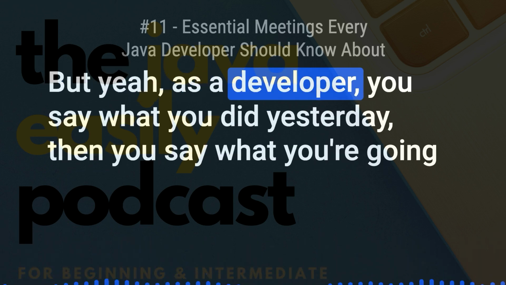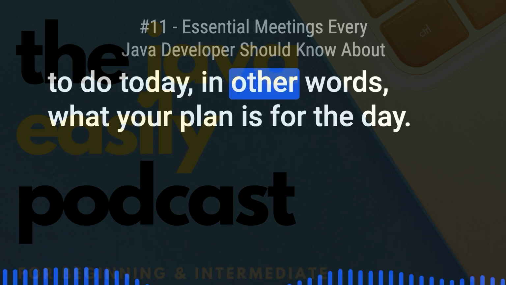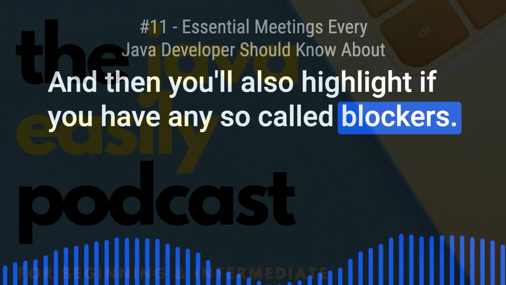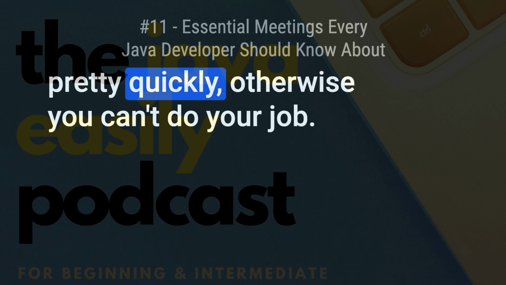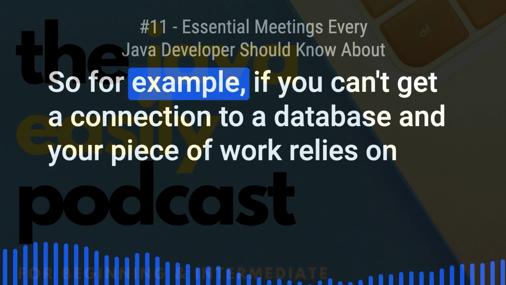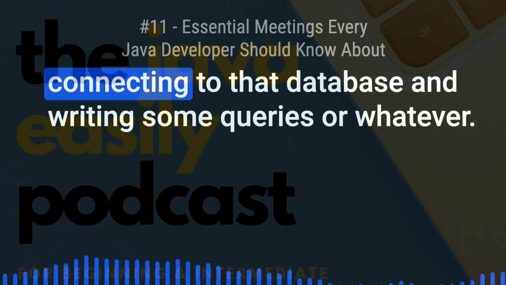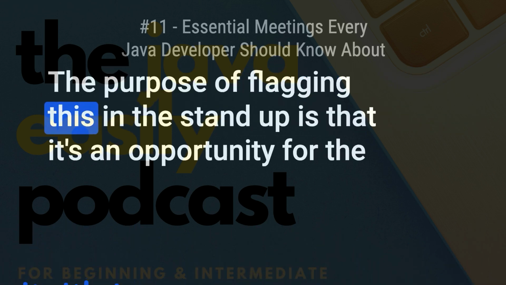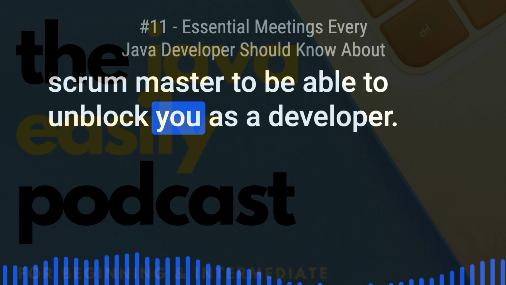But yeah, as a developer, you say what you did yesterday, then you say what you're going to do today, in other words, what your plan is for the day, and then you'll also highlight if you have any so-called blockers. Now, a blocker is something which you need to be solved pretty quickly, otherwise you can't do your job. So for example, if you can't get a connection to a database and your piece of work relies on connecting to that database and writing some queries or whatever, the purpose of flagging this in the stand-up is that it's an opportunity for the Scrum Master to be able to unblock you as a developer.